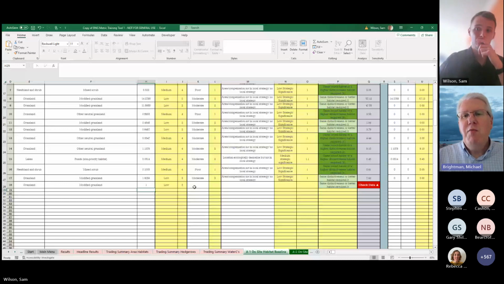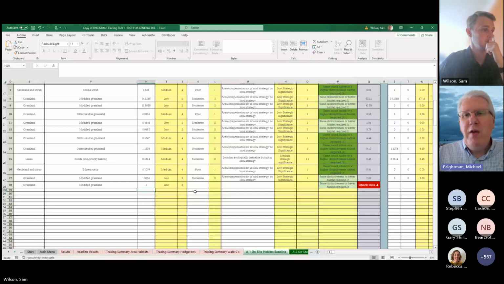You'll also see to the right, a red box has appeared saying check data. And the reason for that red box is just because we've not entered in the other 2 white cells that we're going to do in a second. Once we've entered those 2, that red box will disappear and we'll get a value of the biodiversity units.